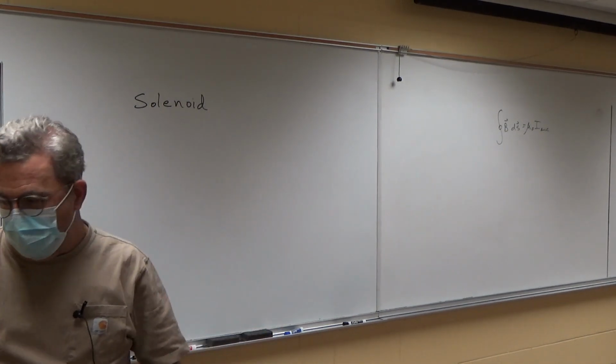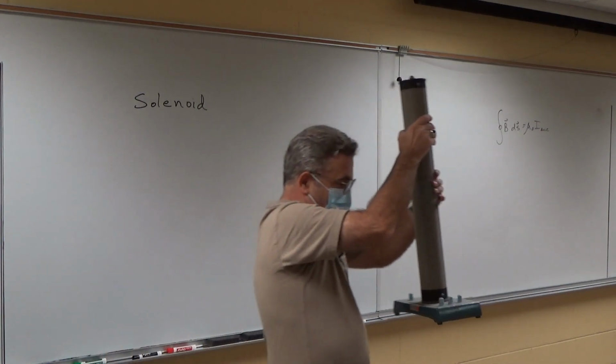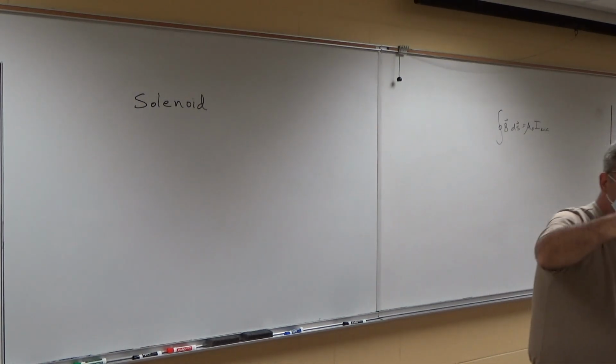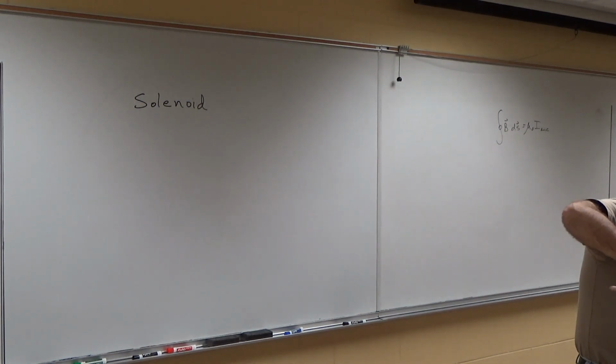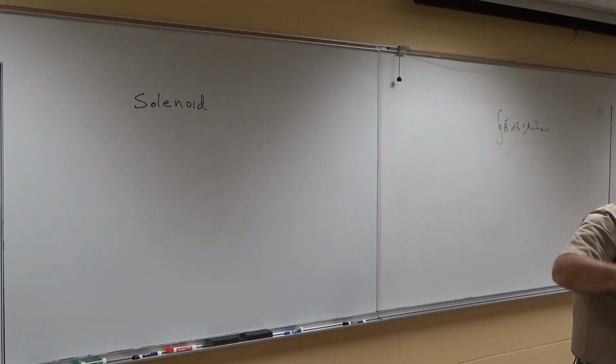A solenoid's a big coil of wire. It just so happens I have one. So this is a cylinder with a bunch of turns of wire around it, very close together. Okay, tightly wound, as they say. And the length is much longer than the diameter. That's what makes it a solenoid.